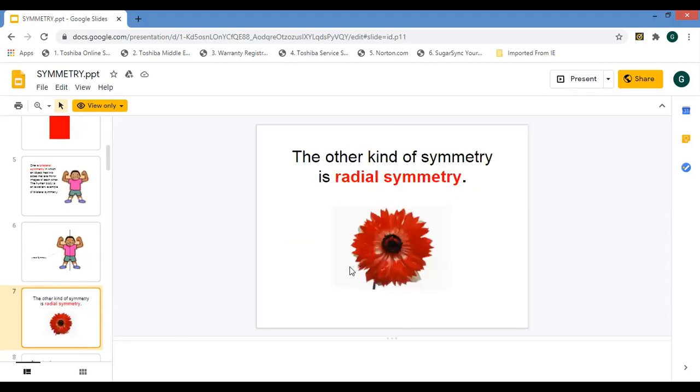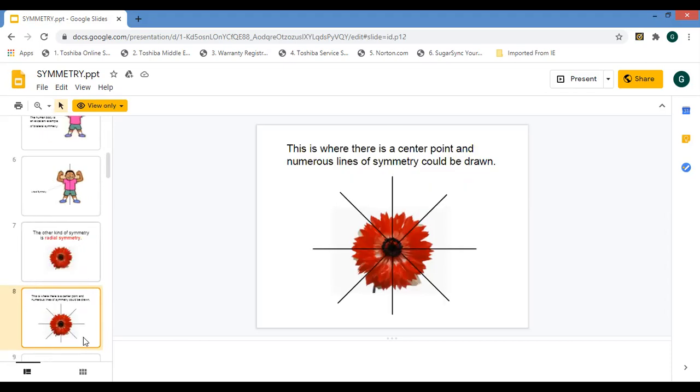The other kind of symmetry is radial symmetry. This is where there is a center point and numerous lines of symmetry can be drawn. Look, here we can draw a lot of symmetry lines, and each part resembles the other part. There is no difference.